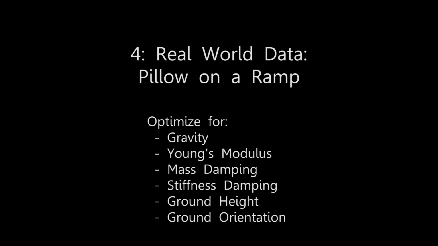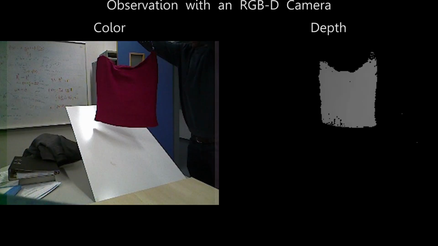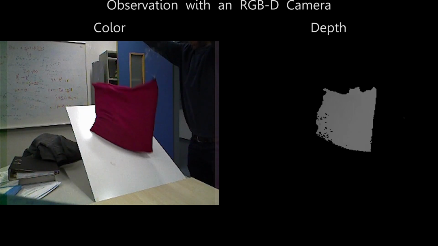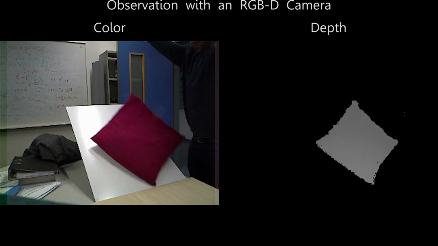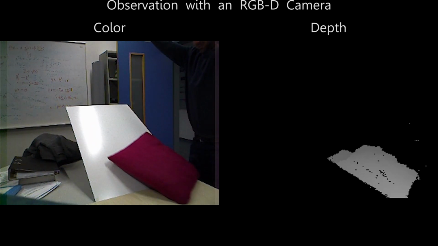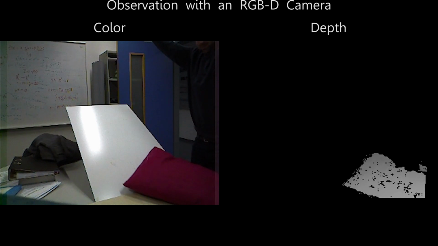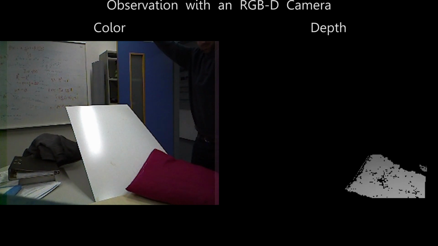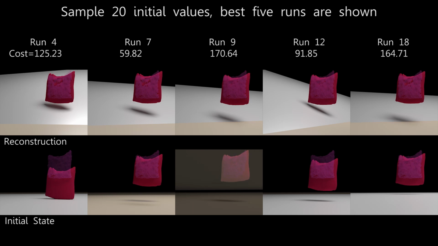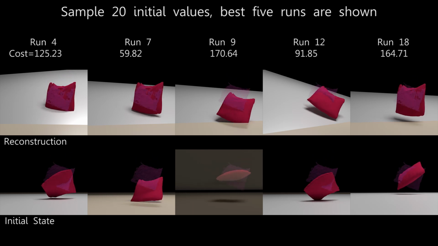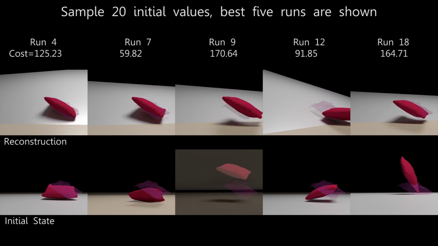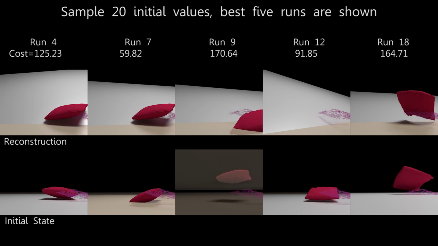In a final test, we let a pillow drop on a ramp and additionally optimize for the orientation and height of the ramp. To our knowledge, this is the first attempt to simultaneously reconstruct material properties and boundary conditions from a single depth video. Again, we sample 20 initial values and show the best 5 runs. Note how different the initial states in the bottom row are from each other.